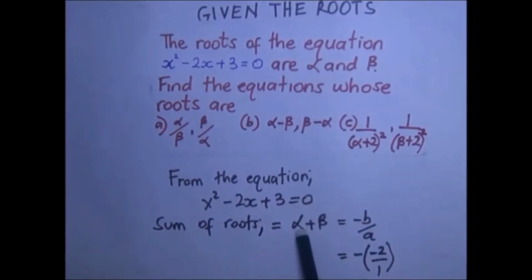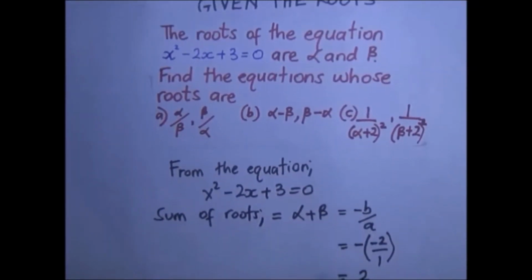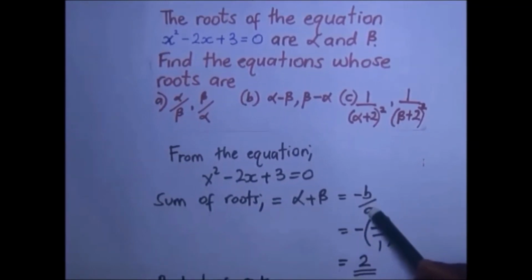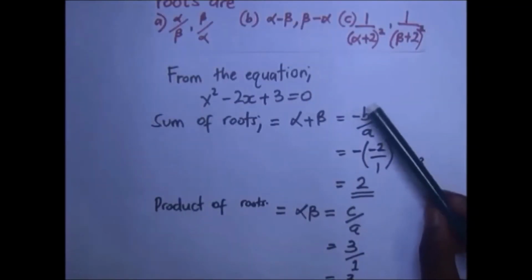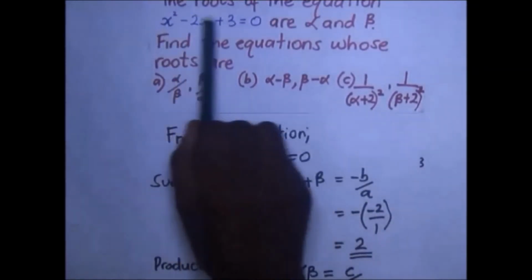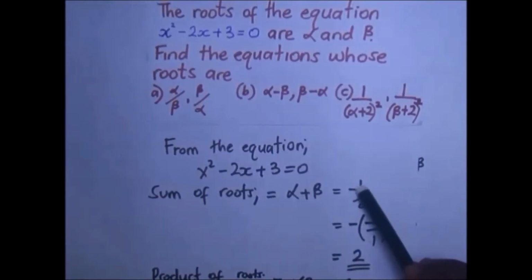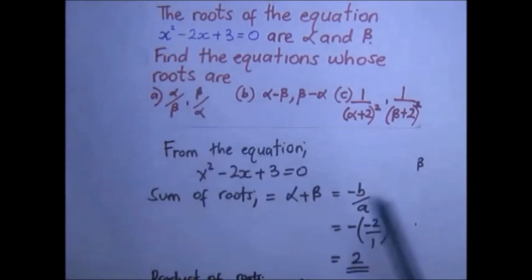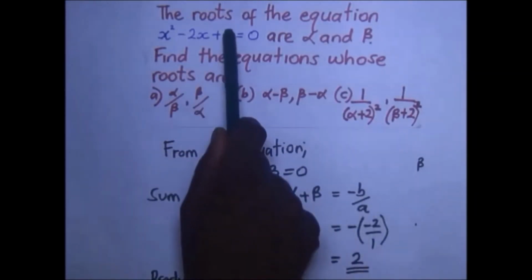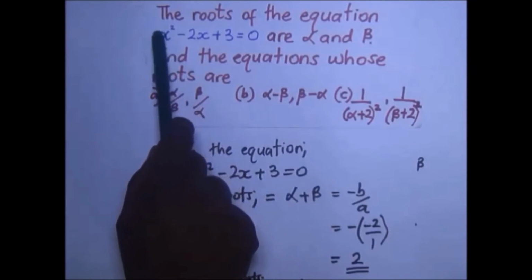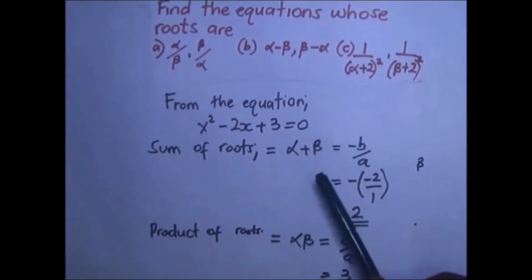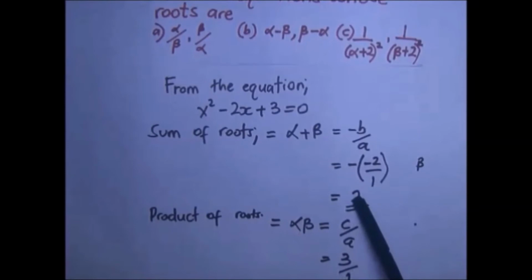So the sum of the roots alpha plus beta is going to be equal to negative b over a. These are terms that are within this quadratic equation that has been given to us within the question. So in this case, our value of b is negative 2, our value of a is positive 1, the coefficient of x squared. So the sum of the roots is going to be equal to 2.